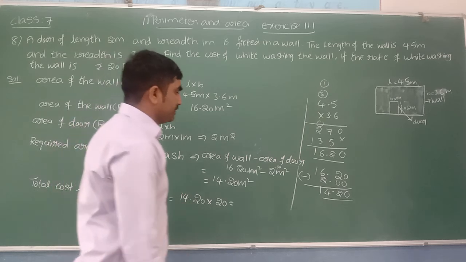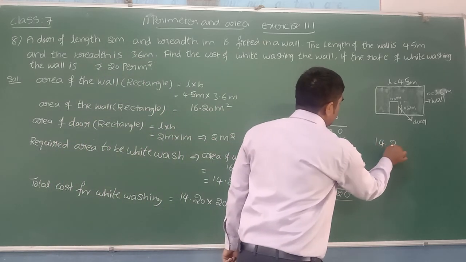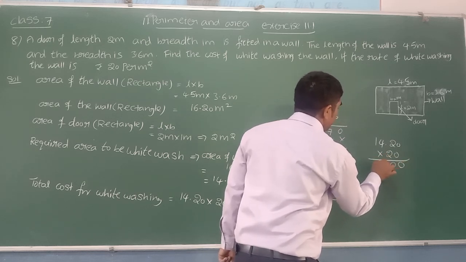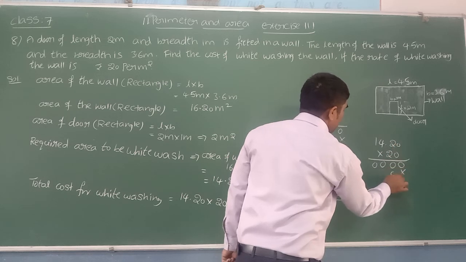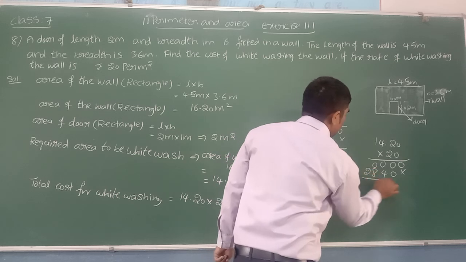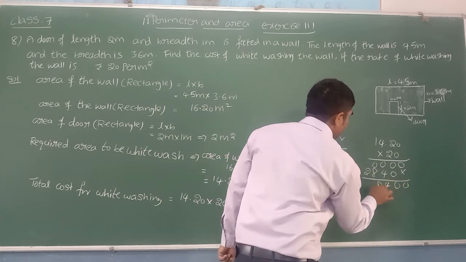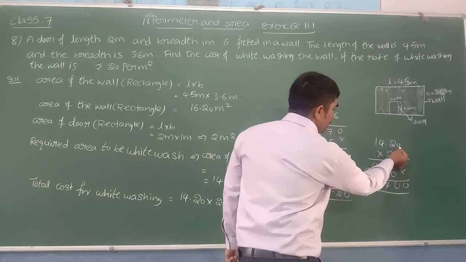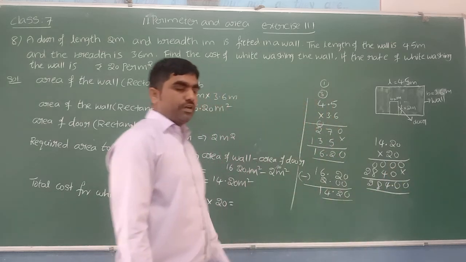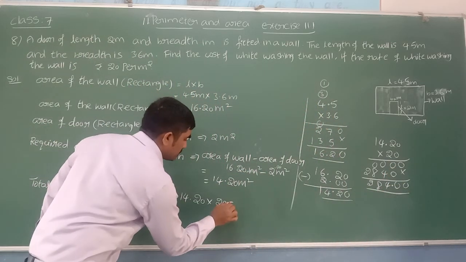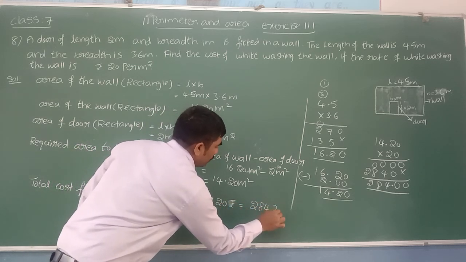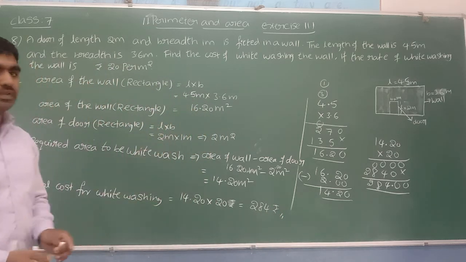Let us multiply both. 14.20 will multiply with how much? 20. Now multiply: 2 zeros are 0, 2 twos are 4, 2 fours are 8, 2 ones are 2, giving 284. Here we have 2 digits before the decimal point, so the result also has 2 digits before the decimal point. What is the answer? 284. Which is 284 rupees. 284 rupees is the cost for whitewashing the wall.